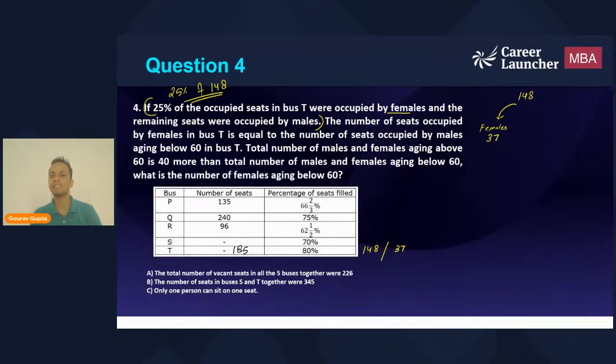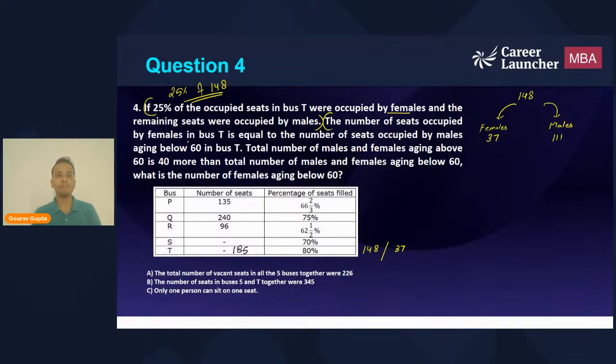It is 37 females. Then what will be the total number of males? 148 minus 37, that is 111. So number of females is 37 and the number of males is 111 out of the total number of people who are there in this bus. Now let's look at the further data.